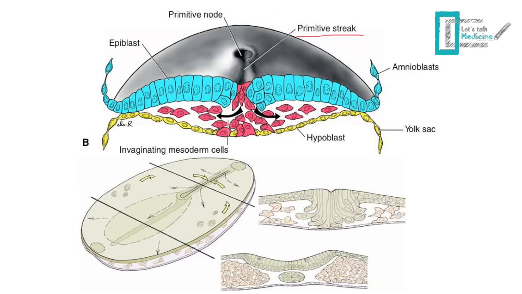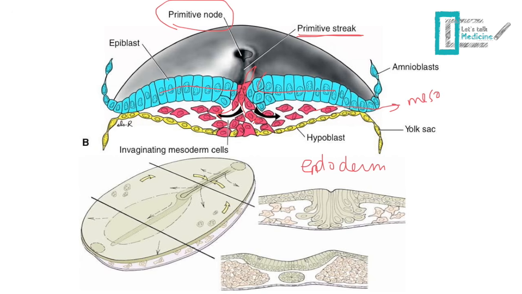This is a primitive streak and this is a primitive node. Now the cells migrating from the primitive streak will start to invaginate downwards towards the hypoblast. And as they go downward, they start to make the other layers of the embryo. So they will give you the mesoderm. This is the mesoderm. And then they will go towards the hypoblast and start giving you the endoderm. And the cells that will stay here will transform into the ectoderm.